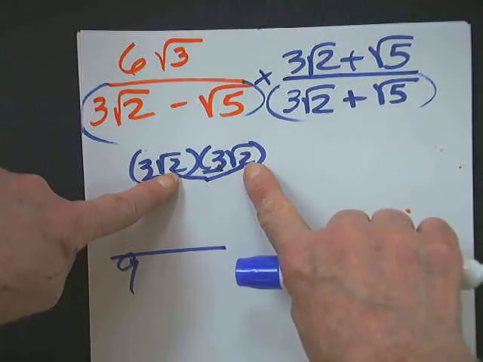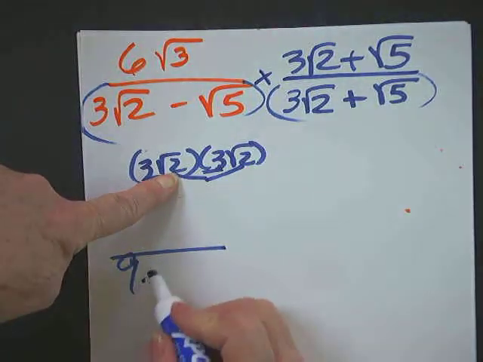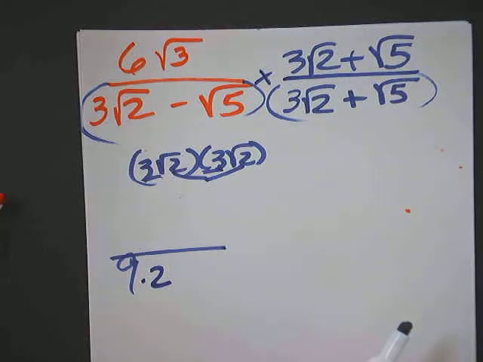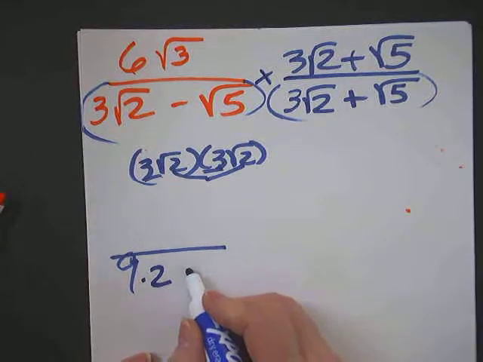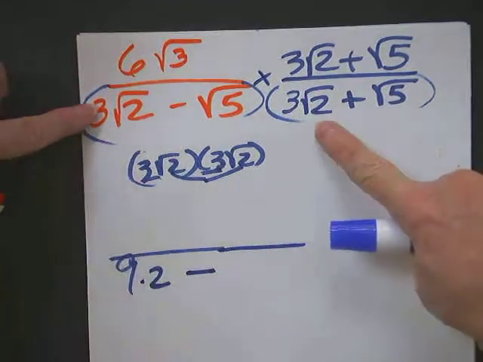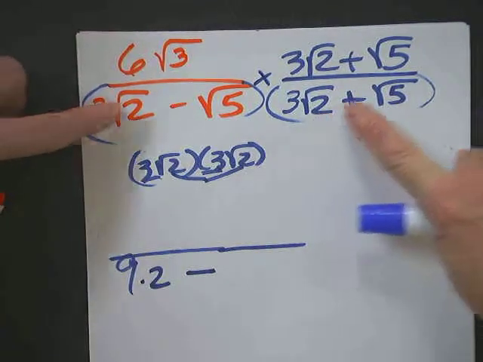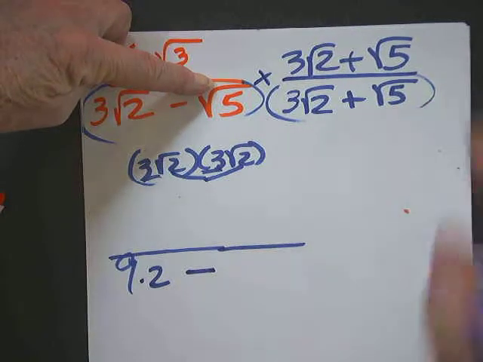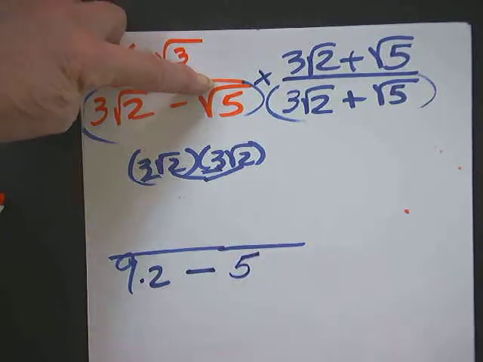Okay, 6 square root of 3 over, minus square root of 5. So we got 6 square root of 3 over 3 square root of 2 minus square root of 5. What is the conjugate of this bottom? 3 square root of 2 plus square root of 5. Plus square root of 5, right. 3 square root of 2 plus square root of 5 on the top and bottom.